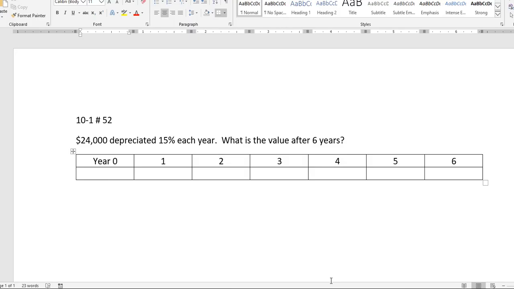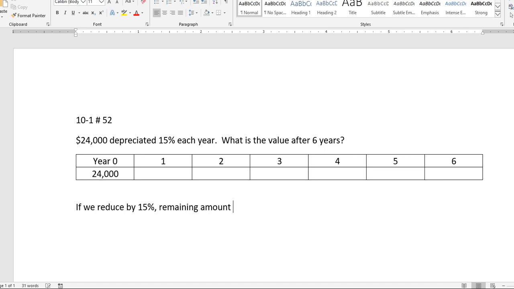The other problem was somebody bought a car and it was worth $24,000 and it was depreciating 15% each year. So the first thing you have to understand is that at year 0, not year 1, we are starting with a value of $24,000. After 1 year, this is going to reduce by 15%. So you have to think about, if we reduce by 15%, then the amount that's remaining next year will be 100 minus 15%, or 85%.